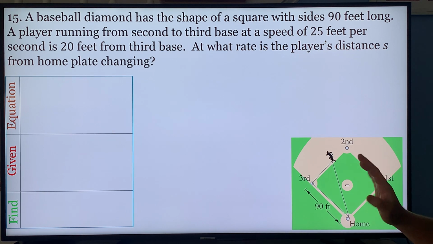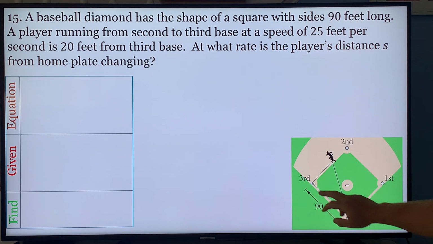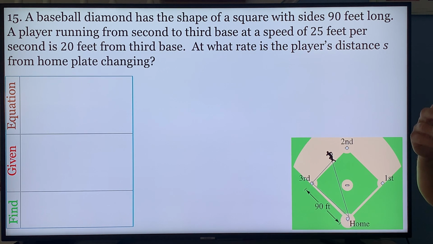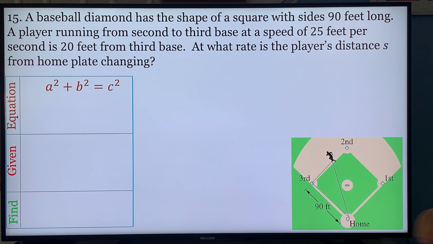What do you know about a square? The corners of a square are all what? Right angles. So right triangle. Ding, ding, ding, ding. Not area, but it is Pythagorean theorem.